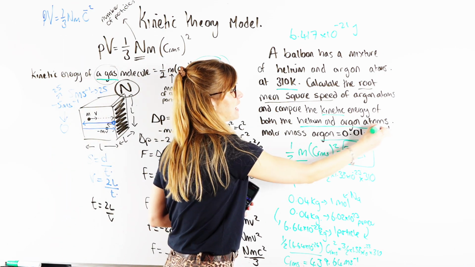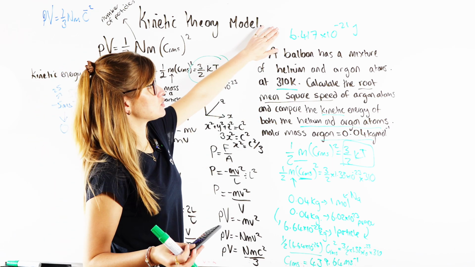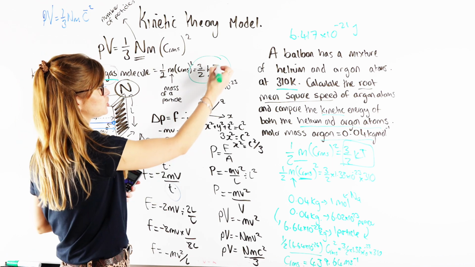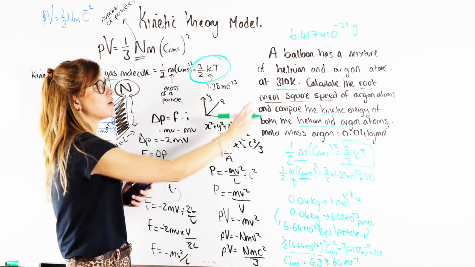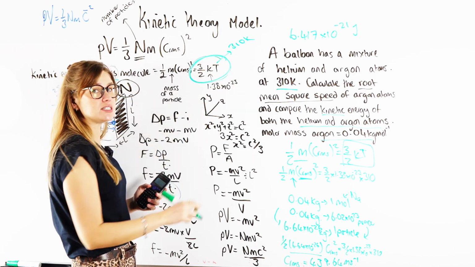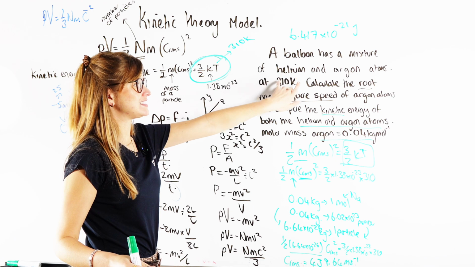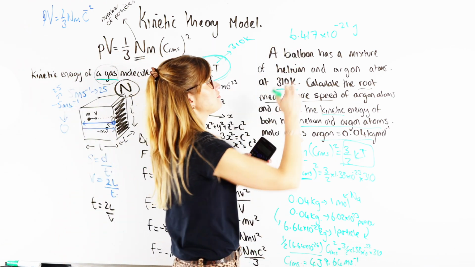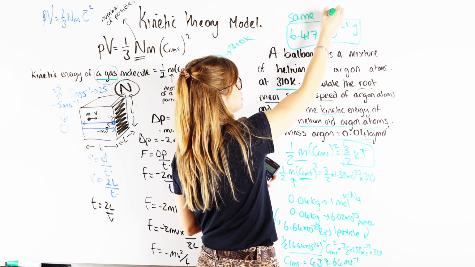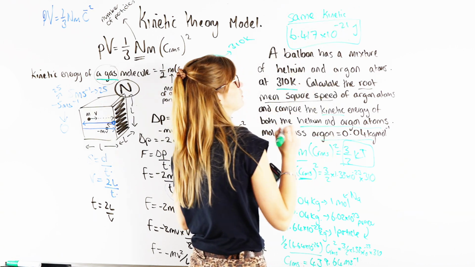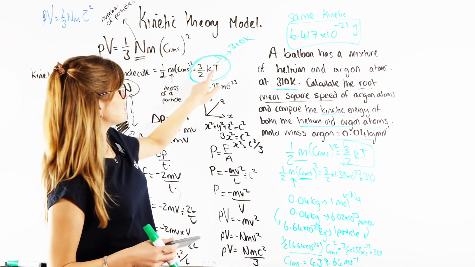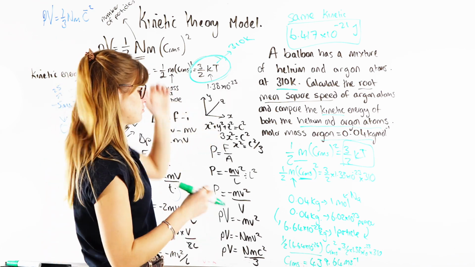The very last bit says that we need to compare the kinetic energy of the helium and the argon atoms. That's why I wrote what the kinetic energy was up here. The kinetic energy of a gas molecule is equal to 3/2 kT. Both of them are at the exact same temperature, 310 Kelvin, and k is a constant, so they both have the same kinetic energy. The kinetic energy is related to their speeds, and we know their speeds are related to whatever temperature they're at. So, grand.